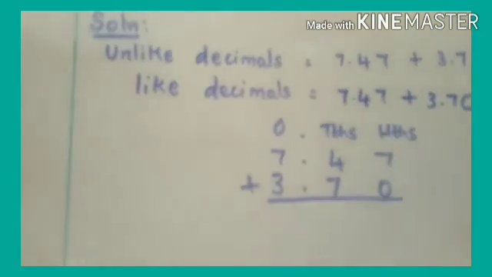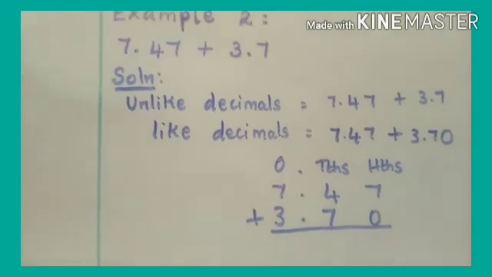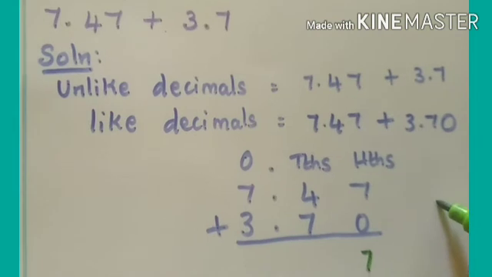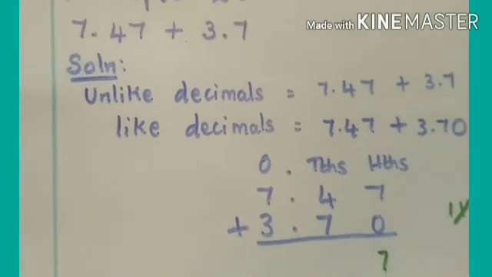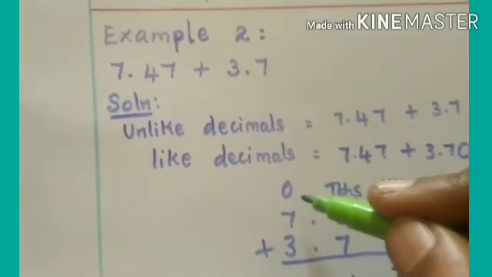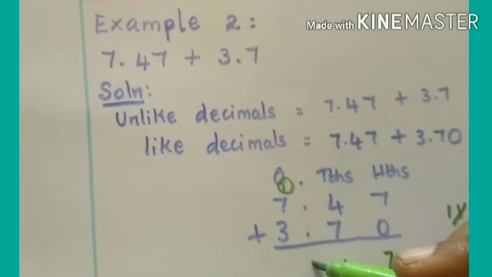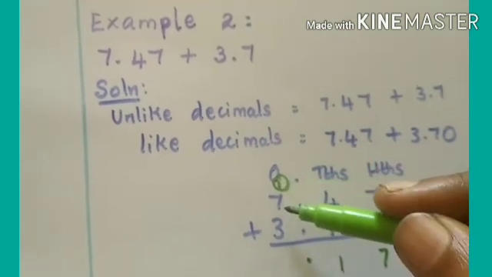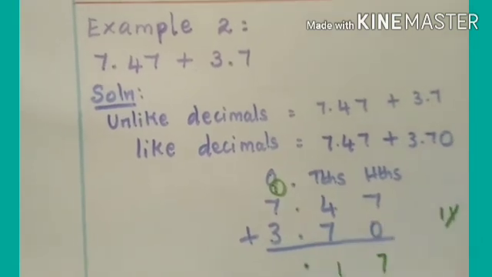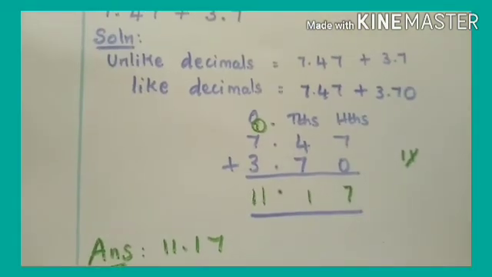Add 7 and 0, we get 7. Then add 4 and 7, we get 11. Write 1, carry 1 over to the next place. Now add 1 and 7, we get 8. Then add 8 and 3, we get 11. Now we get the answer as 11.17.